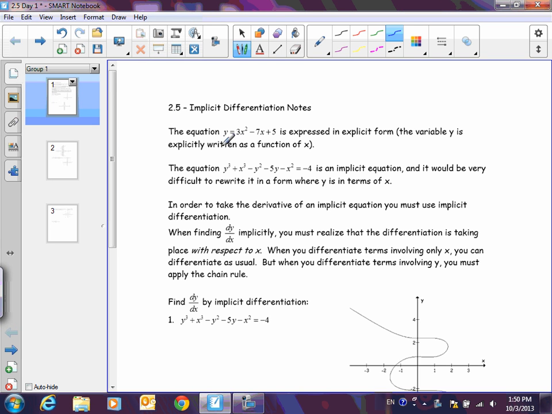This is not on the quiz tomorrow. Alright, 2.5, not on the quiz tomorrow. Implicit differentiation. Okay, so first let me explain to you what this is.